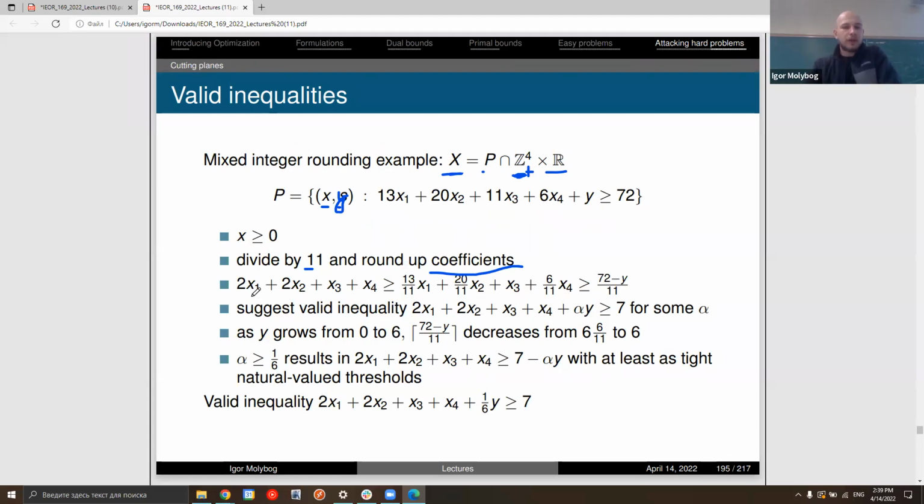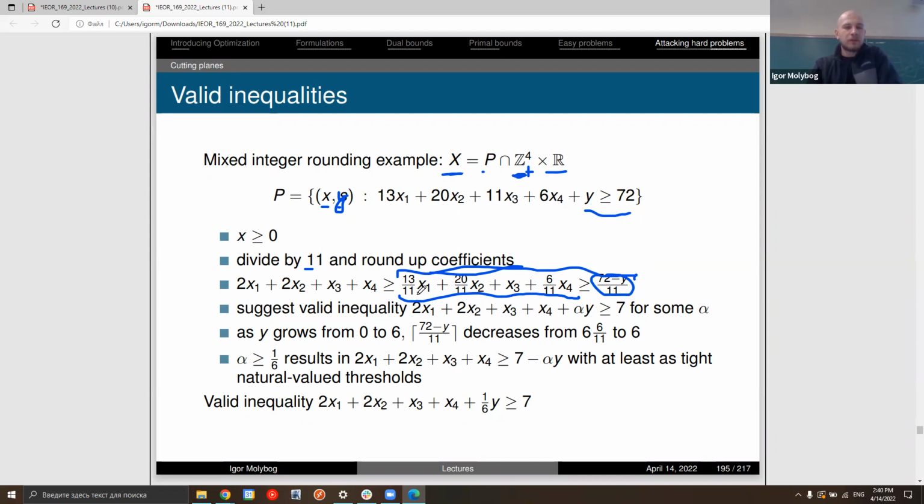If you divide by 11 and round up the coefficients, when you are dividing by 11, you would get this left hand side. Here I have already transferred y to the right hand side. The right hand side is going to be like this. So this inequality is equivalent to the original inequality. It's just divided by 11.